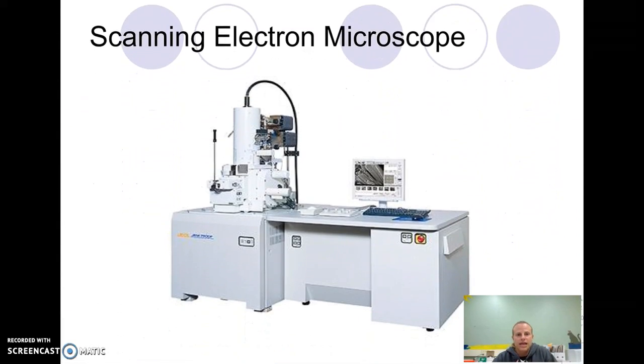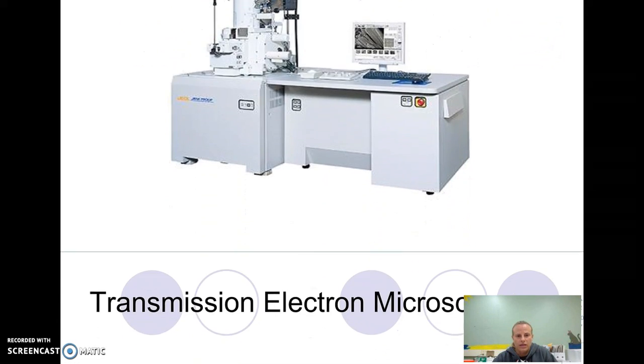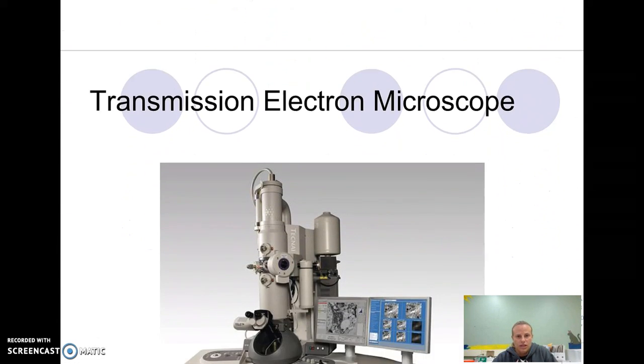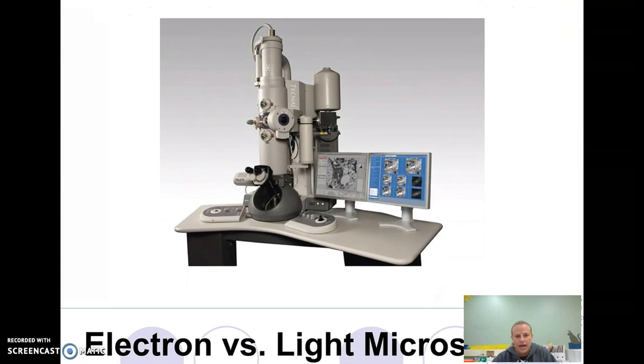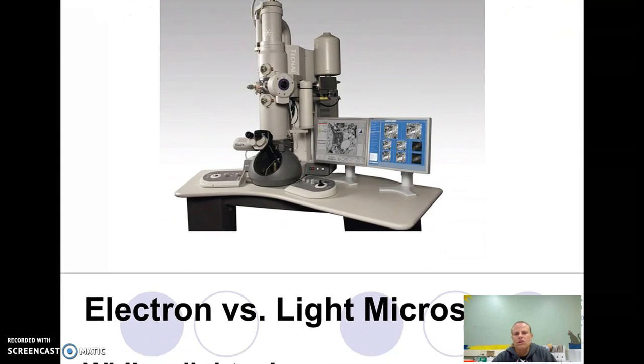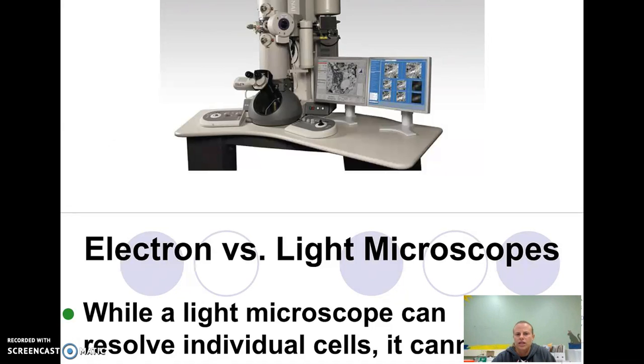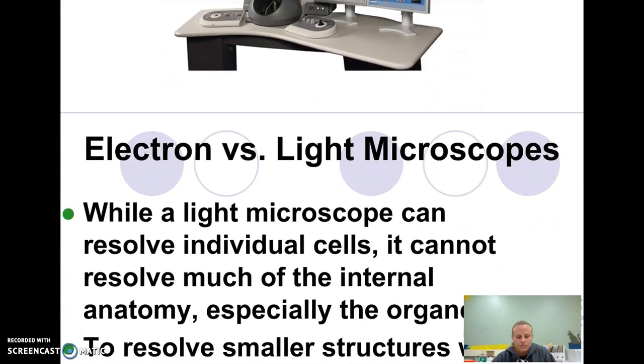So here's what a scanning electron microscope would look like, and here's what a transmission electron microscope would look like. These microscopes are extremely expensive. They take up a large area, so we don't have these microscopes in our school. You would find those in research labs or labs in hospitals.